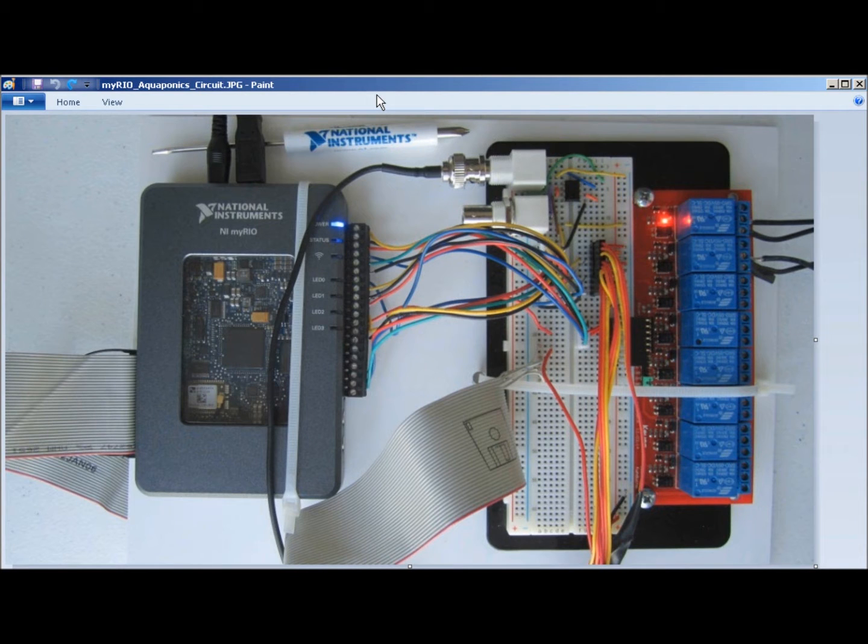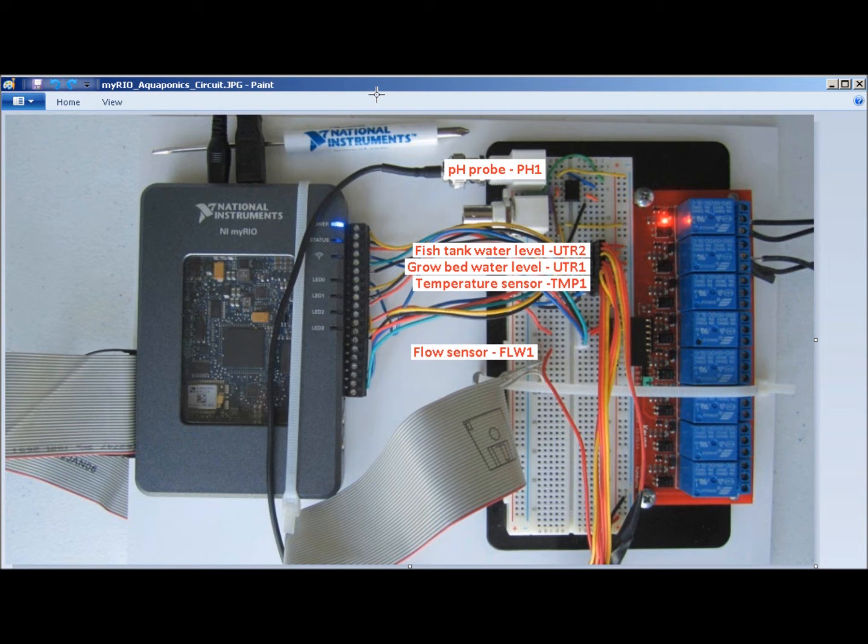Now that you're familiar with the major components of myRIO Aquaponics, let's look at myRIO Aquaponics circuit. The circuit takes all the outputs from the sensors of the aquaponics setup and connects them to the inputs of myRIO. Let's take a close look at those connections. First, we have the BNC connector that connects the pH probe to the analog input on myRIO. Next, we have two water level sensors, one for the fish tank and the other for the grow bed, that are connected to the digital inputs on myRIO. In addition, we have a temperature sensor and a flow rate sensor that are also connected to digital inputs on the myRIO controller. Finally, we have a solid-state relay board that takes digital control signals from the myRIO controller and regulates the operation of the pump, heater, and add water controls.